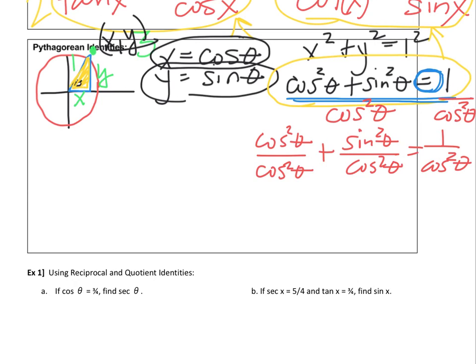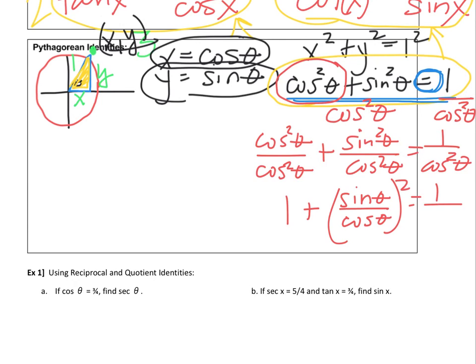So where did that come from? By just dividing each side by cosine squared of theta. Why did we do that? Because we had a cosine squared of theta right there. So obviously this first ratio is going to give us a 1, and this is going to give us sine of theta over cosine of theta squared. So that's a property that we're using, and this would be 1 over cosine of theta squared.